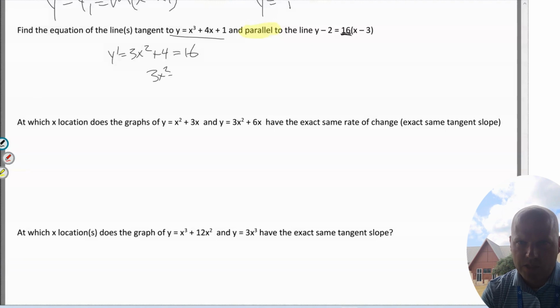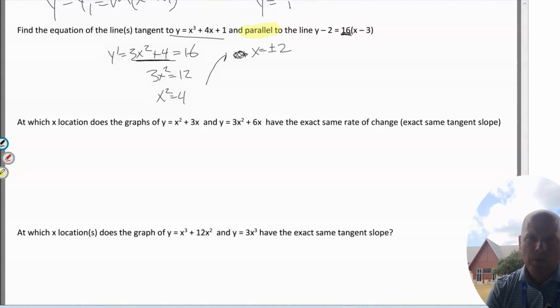I'll take my tangent equation and see what x's will produce slopes of 16. And I get when x is both plus or minus 2. Okay, cool. Now that means when x equals 2, my slope is 16. That also means when x equals negative 2, my slope is 16. That means I have two tangent line equations.